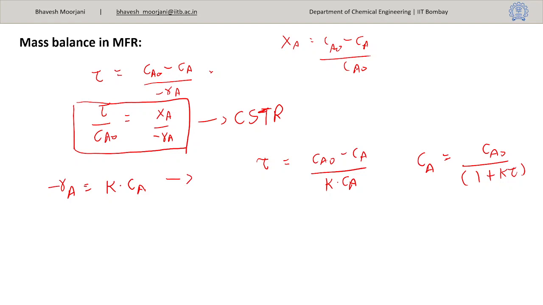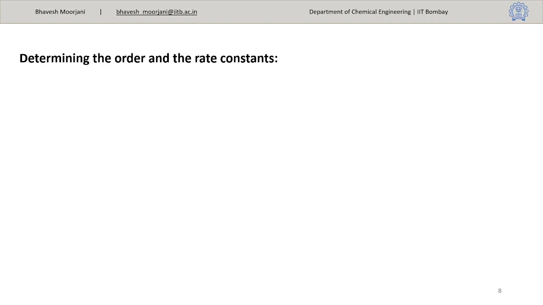Okay, but here we are considering the saponification reaction of ethyl acetate and NaOH. So for that we want to determine the rate constant. Okay, so for that what we will do, we have reaction ethyl acetate, let's consider it as A, NaOH giving product C and D, right? Now this is an elementary reaction.